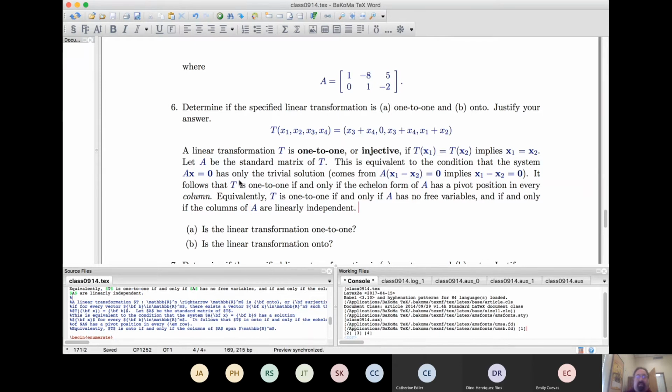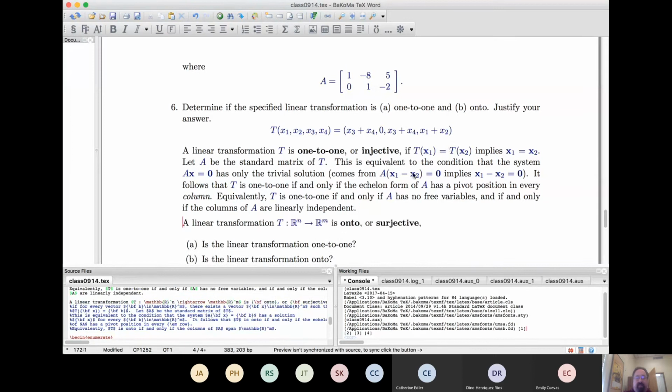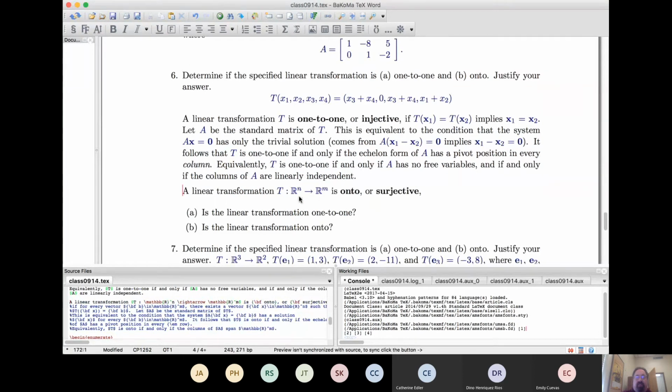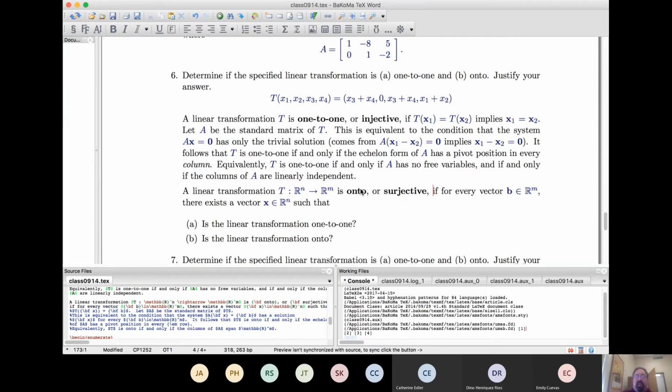The other concept is onto. What's that mean? So if we have a linear transformation, it's onto, and that's synonymous with surjective. And really all that means is that the range of the transformation is the entire space Rm. So in other words, any vector in the output space can be obtained by applying the transformation to some vector in the input space.